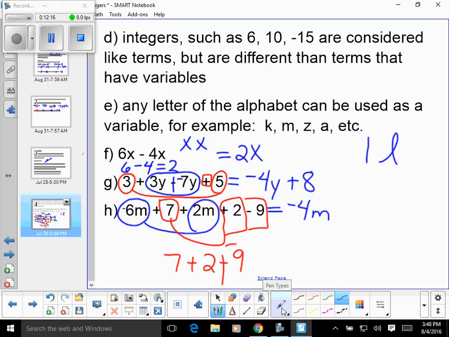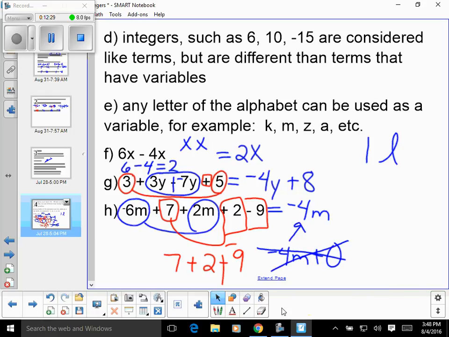We do not usually write something like negative 4m plus 0. We usually don't do that. We do it this way instead. We drop the constant or the integer in this case. And that concludes this lesson today.